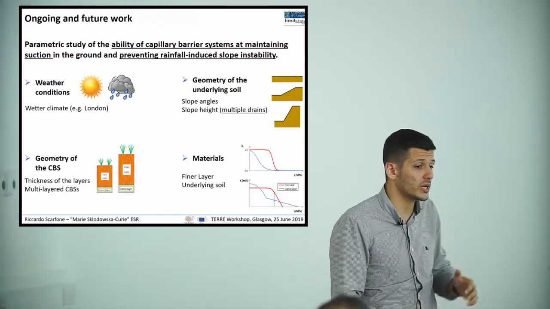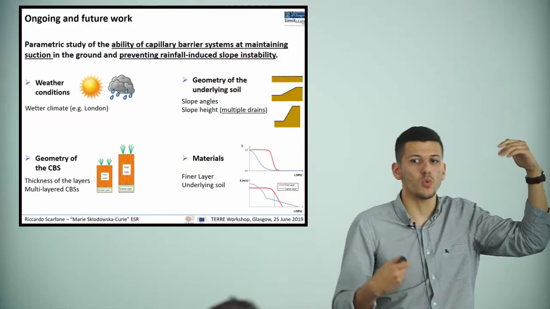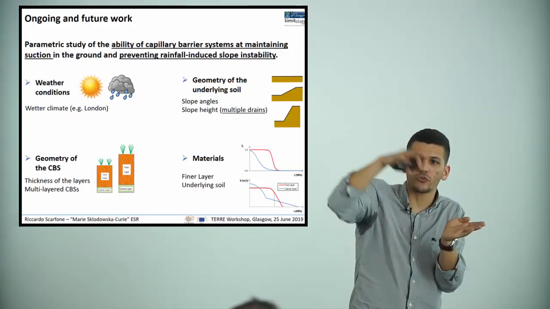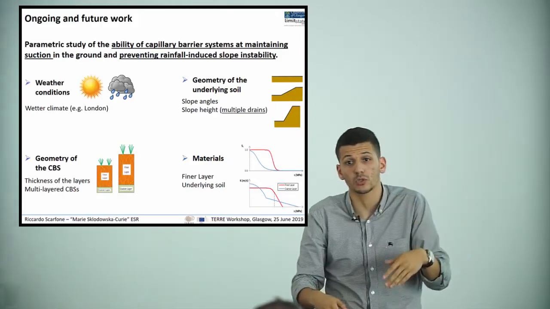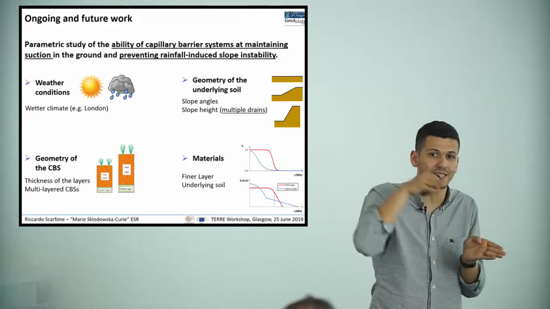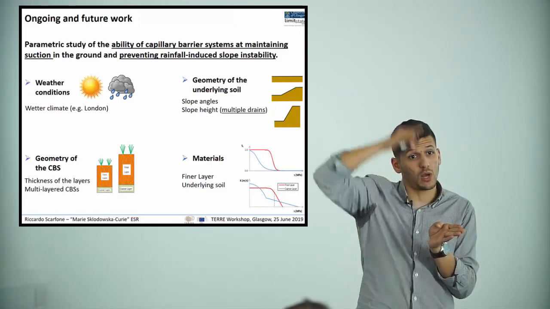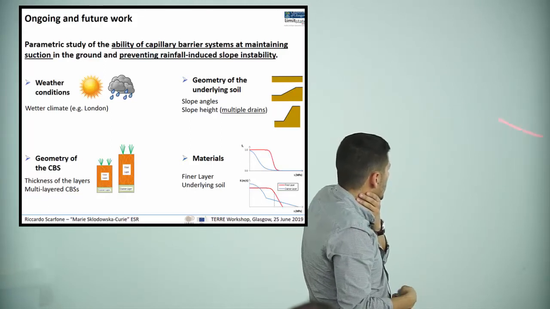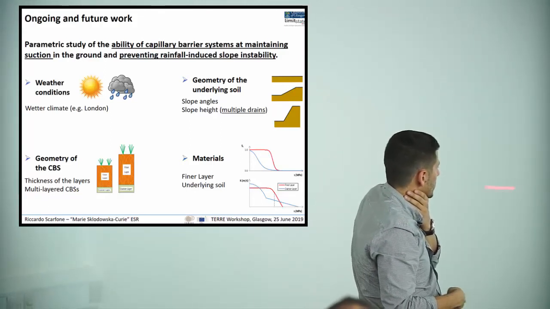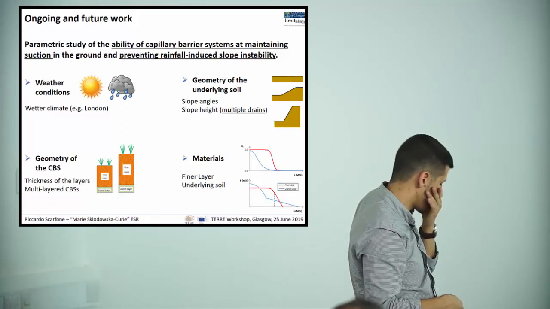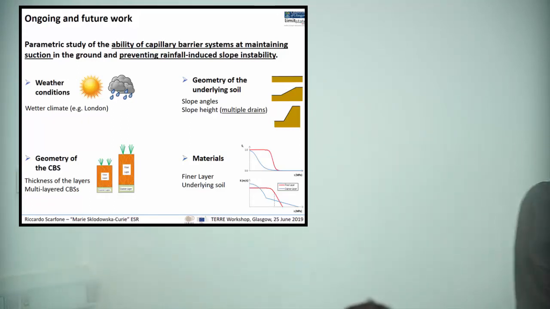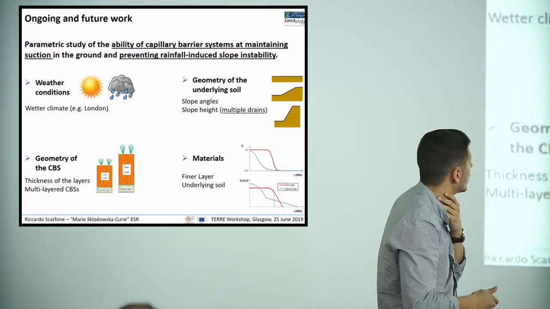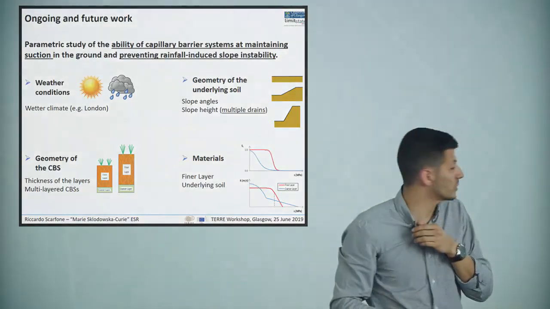In particular, if we increase the slope height, we probably end up in a situation where we have breakthrough before we collect water at the bottom drain. So we are considering inserting multiple drains along the different heights of the barrier. We consider different geometry for the barrier, thickness of the layers, and also multi-layered capillary barrier systems, and finally different materials for the final layer and the underlying soil. Thank you for the attention.